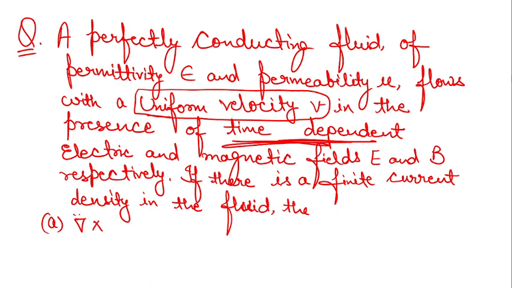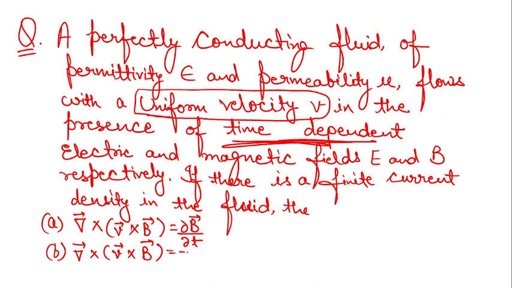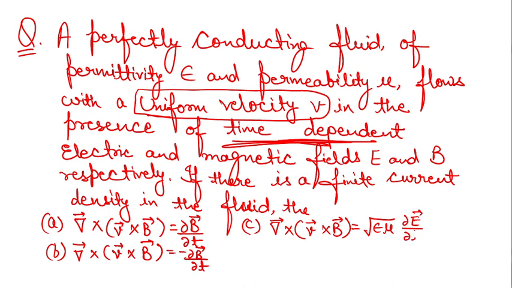Delta cross, this is the vector you have to take there: del cross (V cross B) is equal to delta B upon delta T. At the same time, the second option is del cross (V cross B) is equal to minus delta B upon delta T. The next option is del cross (V cross B) is equal to square root of epsilon mu times delta E upon delta T.